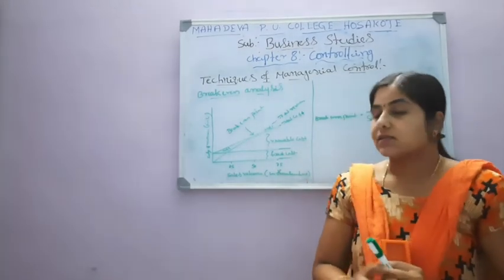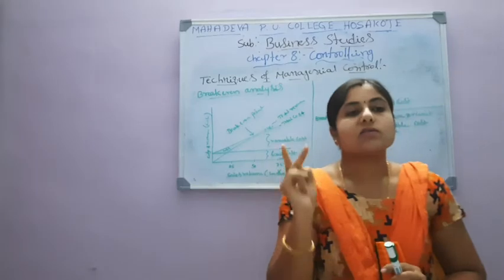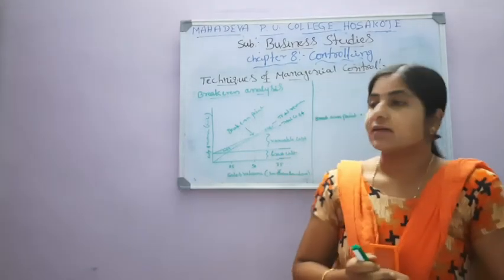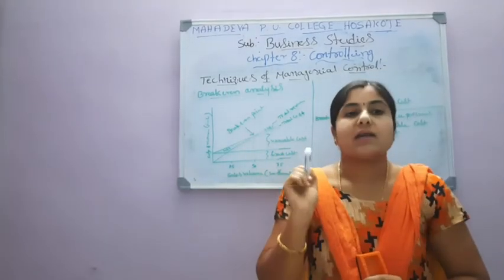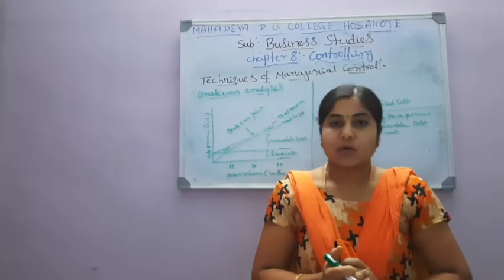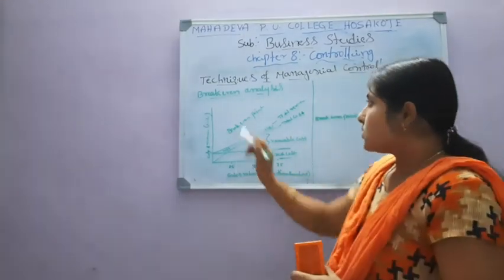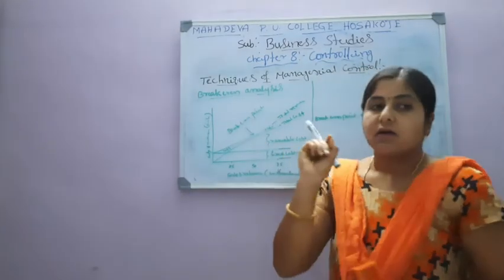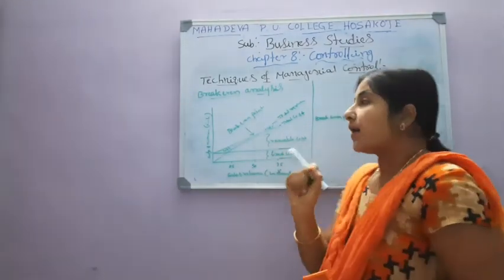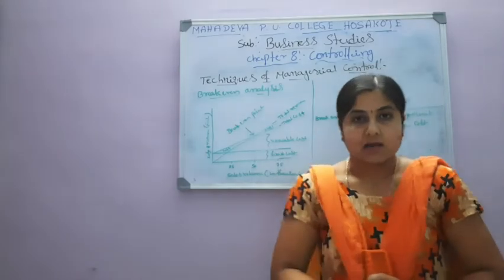In the last class, we discussed only two points of traditional control, that is, personal observation and statistical reports. Today in this session, we are going to discuss the remaining points. The third traditional technique of managerial control is break-even analysis.